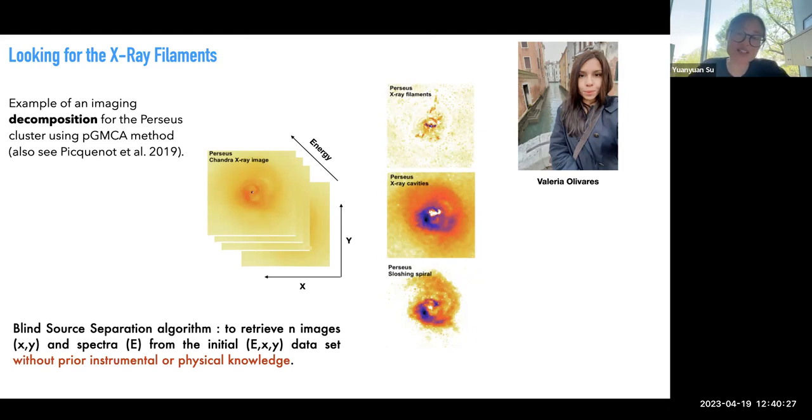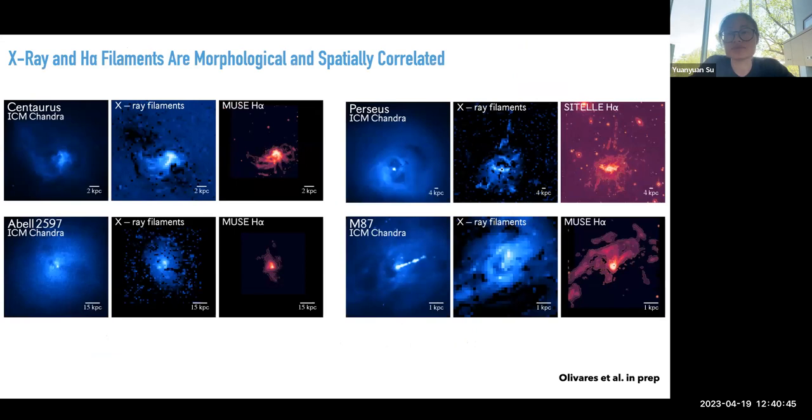So using those 3D data to decompose the intracluster medium into multiple components. For example, this is the Perseus cluster. We have recovered the X-ray filament components and isolated them from X-ray cavities and this sloshing spiral structure. And we apply this method to multiple cool core clusters. They are all relatively bright, and we obtained the X-ray brightness directly associated with the X-ray filaments themselves, isolated from the surrounding intracluster medium. And this is a comparison of the X-ray filament and their H alpha image, and you can see that they are highly correlated. But this correlation doesn't exist if you look at H alpha and the ICM directly.